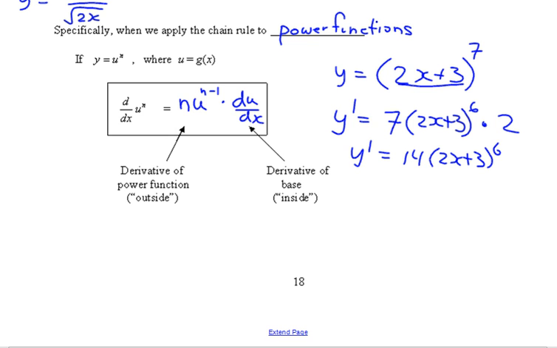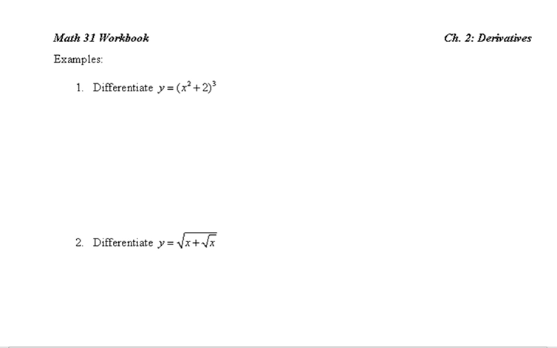And that was the first page of our notes. And we're going to take a look now at doing a few power function types. Okay. So in number 1, we do have a power function with a chain rule. We have (x squared plus 2) all being cubed. So in this case, our u is x squared plus 2. That's our inner function.